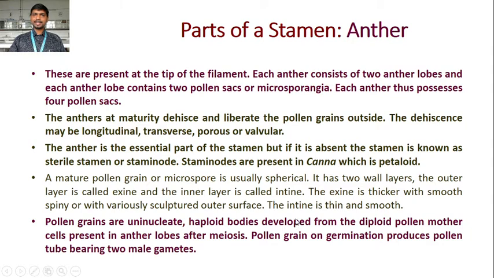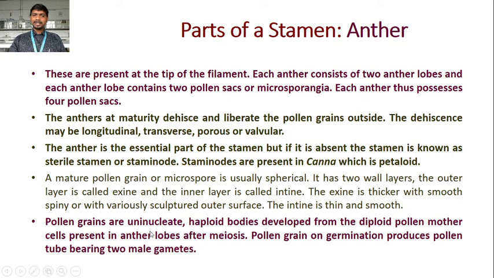The pollen grains are uninucleate, that is, they are haploid bodies developed from the diploid pollen mother cell after meiosis, present in anther lobes. Pollen grains on germination produce a pollen tube bearing two male gametes. So when these pollen grains are released from the anther, they fall on the stigma of the flower.